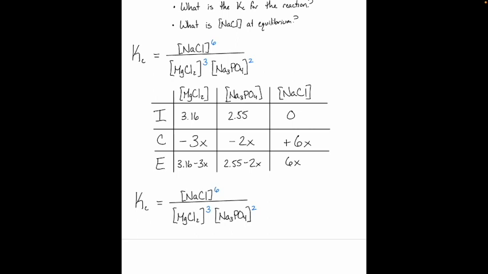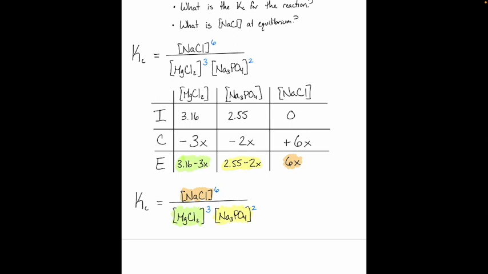All right, and again, just to sort of color code so we can see here, my concentration of sodium chloride at equilibrium, that's just what's in my equilibrium box for sodium chloride. My concentration of magnesium chloride at equilibrium, that's what's in my equilibrium box for magnesium chloride. And then finally, my sodium phosphate equilibrium concentration is what's in that equilibrium box for sodium phosphate. So I'm just going to plug those in.